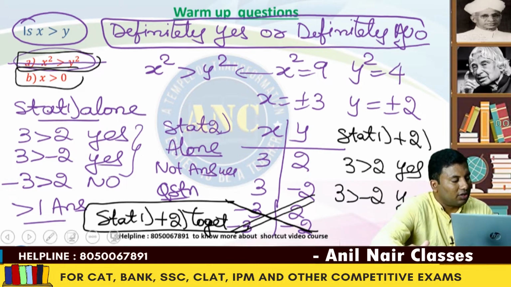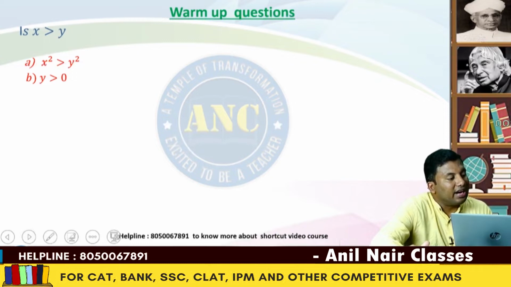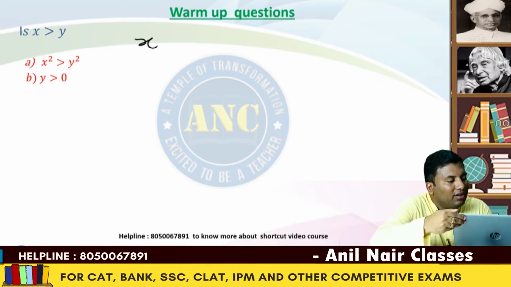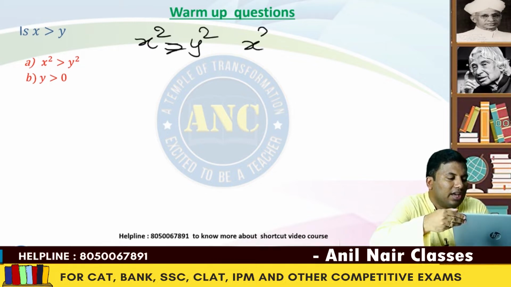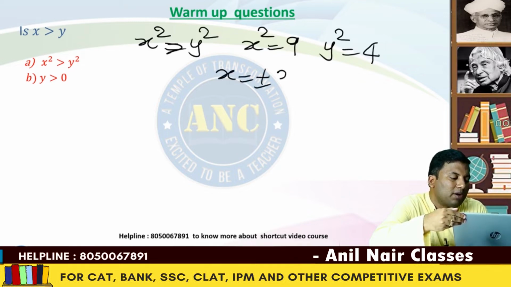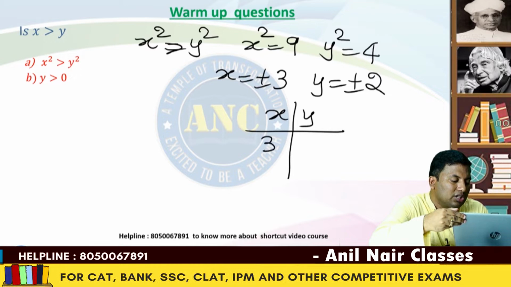Next, another question. Is x greater than y? Same thing, I will take the same setup, only the domain of x has changed. X square is greater than y square. X square is 9 and y square is 4. So x will be plus or minus 3, and y will be plus or minus 2. X and y, it is 3, 2.